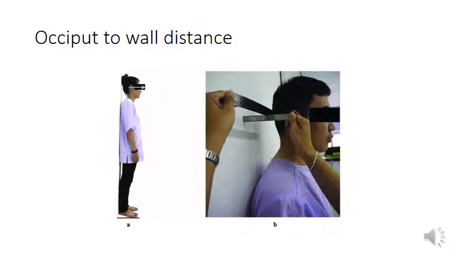The next test which we need to measure is the occiput to wall distance. So here we will ask the person to stand straight, arms by the side, chin forward, and the eyes straight, and we will measure the distance between the wall and the occiput. So normally a person, if there is no exaggerated kyphosis or scoliosis, he will be able to touch the occiput towards the wall.